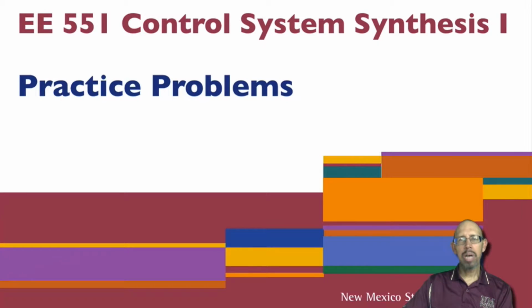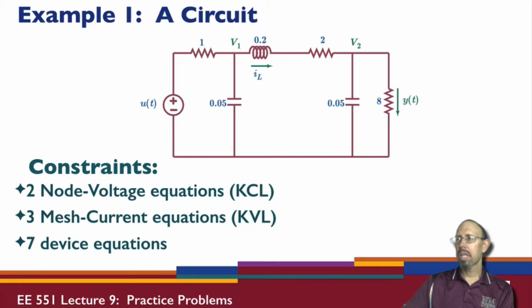Okay, let's look at some practice problems. Here we have a circuit as an example of a system. This is a schematic of a circuit. And as we mentioned, a system model basically imposes constraints on various variables. In this particular setting, the circuit elements impose constraints on the currents and the voltages in the system.